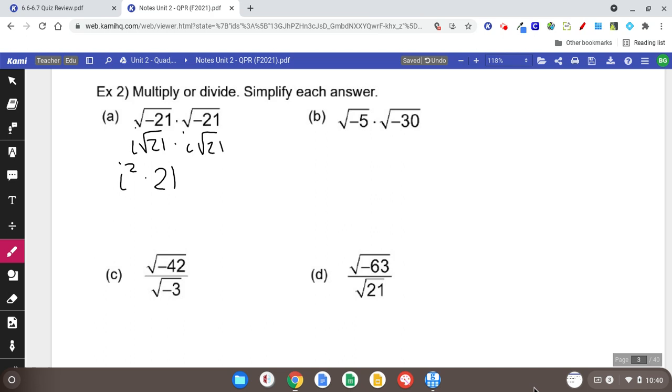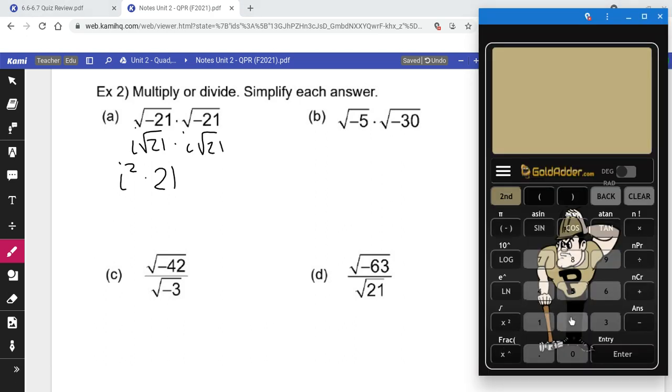And I don't know what 21 times 21 is. What is it, 484? 441. But if you do the square root of 441, that's 21. Of course it is. That's what a square root is, a number times itself. So a square root times itself is just that number.